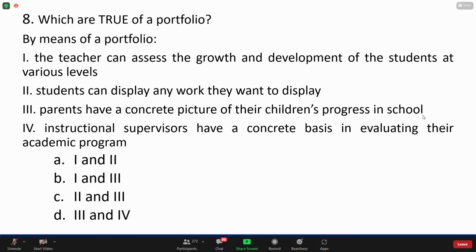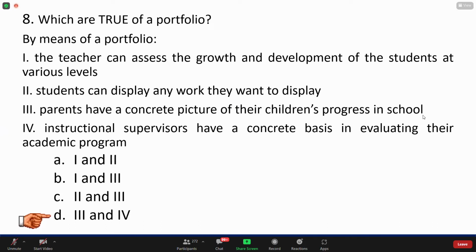Answer please. D, sir. Letter B. Am I right? D, po. D. 1 and 3. 3 and 4. Okay, correct. Actually, the correct answer is letter D. We have 3 and 4.